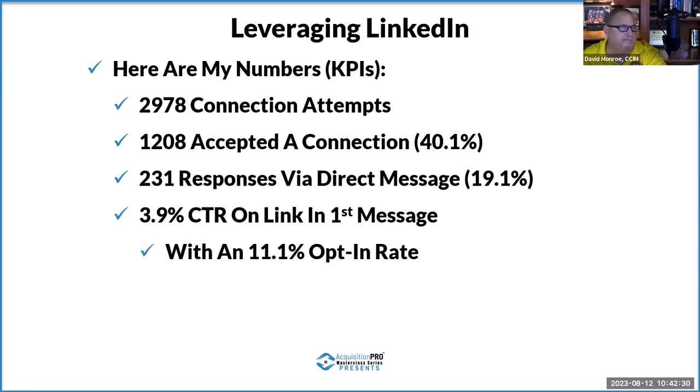Here is the bad thing. I only had an 11.1% opt-in rate. That's my fault, because now they're off LinkedIn. They clicked, Linked Helper did its job. 3.9% of the people clicked on that link. Then I failed, because I only had an 11.1% opt-in rate. That means my landing page that they came to did not respond to them as well as my value proposition did. So they got to the landing page, saw something they didn't like, and they left. But 11.1% still opted in.